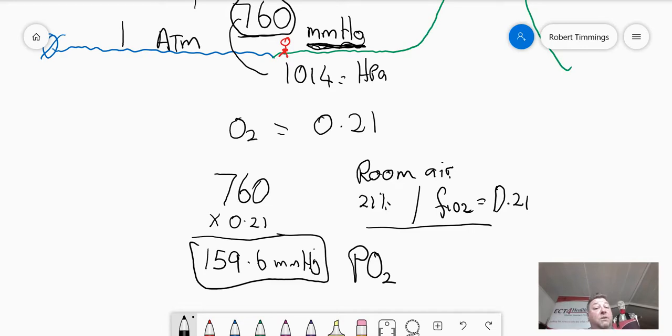Those values are going to be important in later sessions when we start to have a look at blood gases.